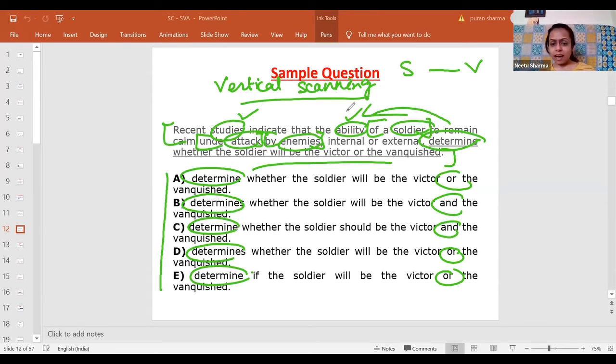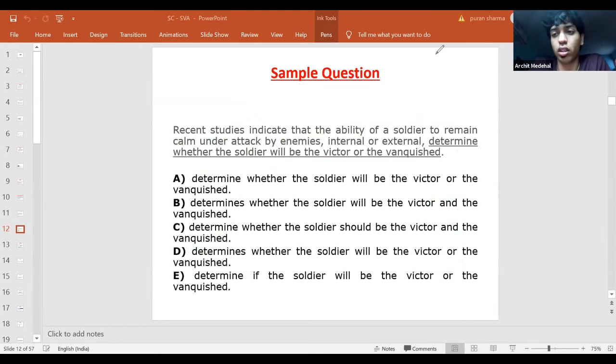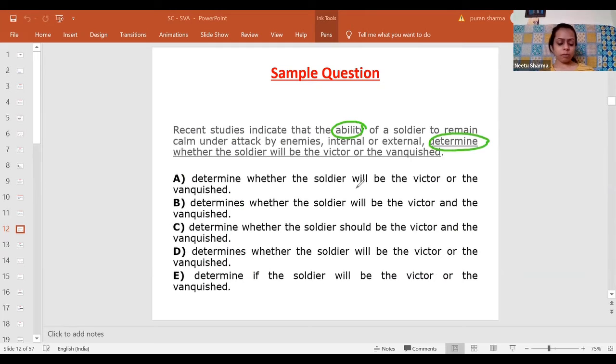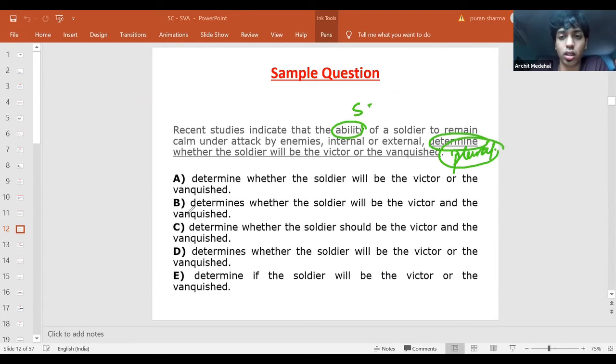So ability is a singular subject. Ability, singular or plural? Singular. "Determine," singular or plural? Verbs ending in S are singular, and verbs not ending in S are plural. Nouns ending in S are plural. "Determine" is not ending in S, so it is plural. Simple, right? So ability is the subject here, we have a plural verb. We have a problem here.